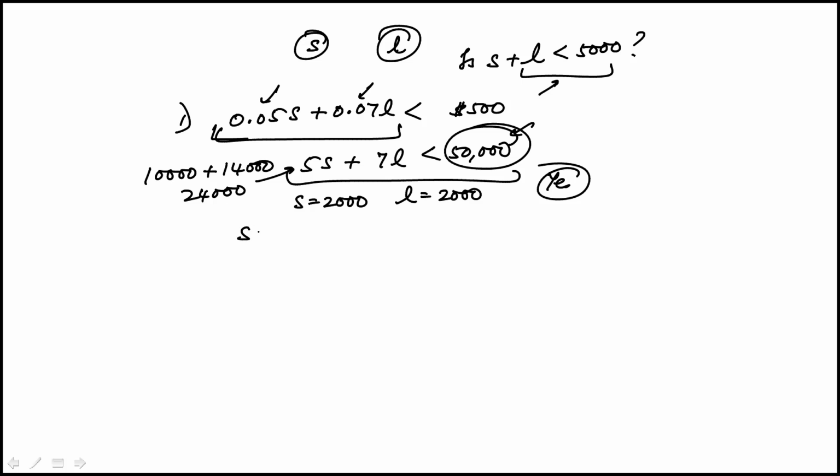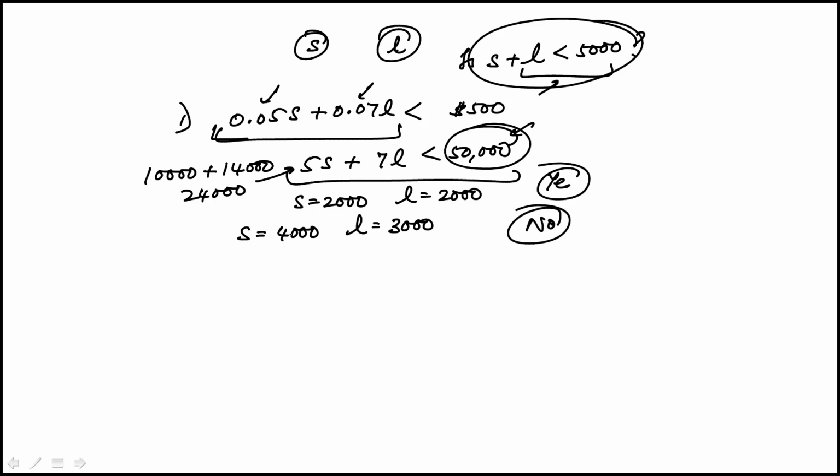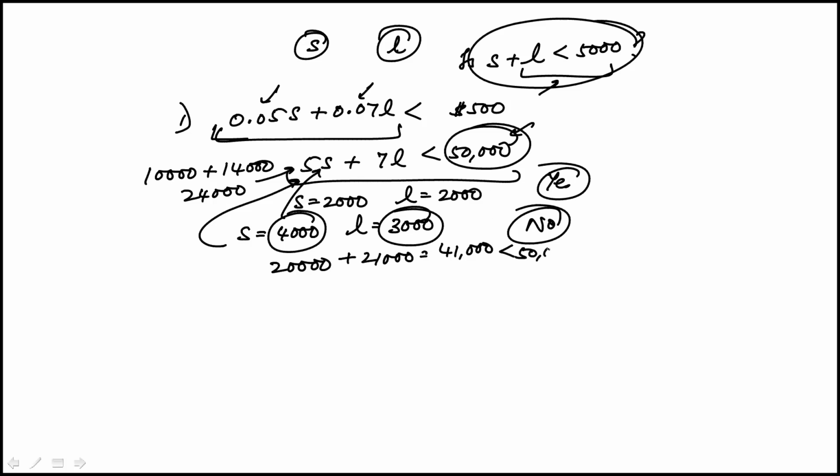Now, another value I could choose is S is 4,000, L is 3,000. In this case, S plus L is greater than 5,000, so the answer is no, and we just have to make sure we satisfy this condition, which is 20,000, plus 21,000, and that's 41,000, which is indeed less than 50,000. So I have a yes and a no for statement 1, so 1 alone is insufficient.